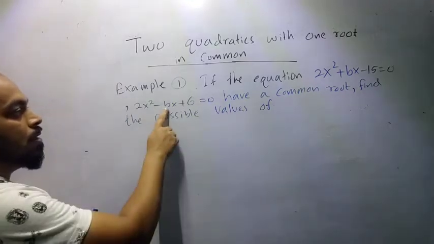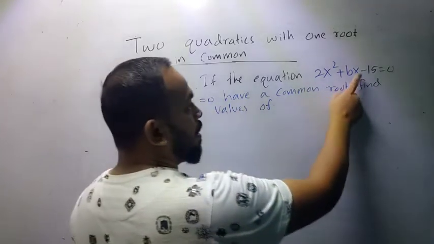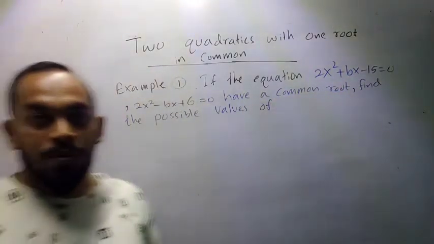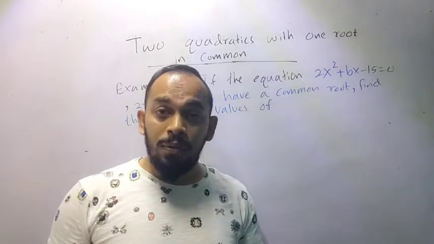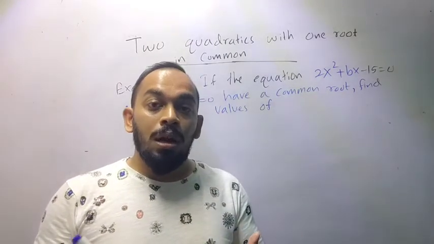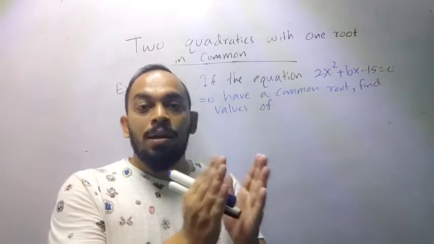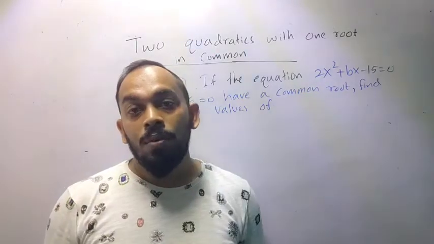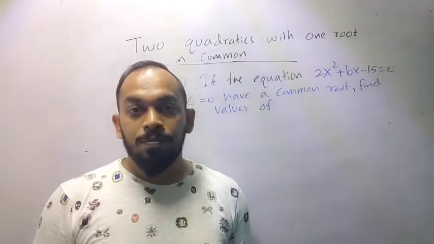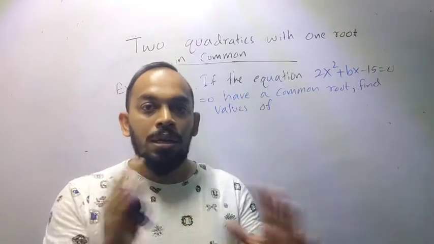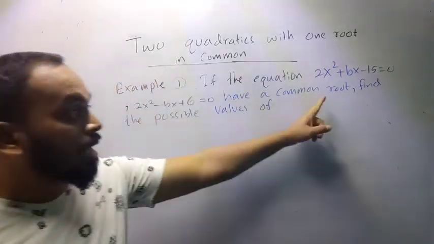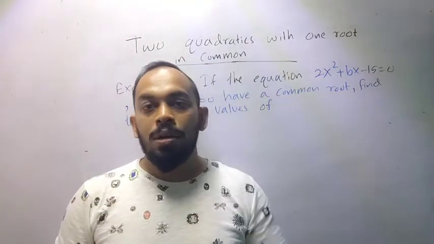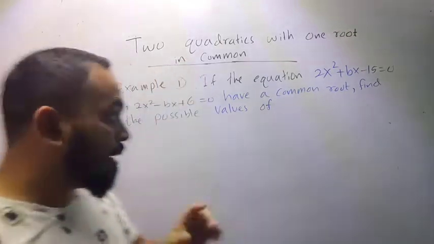But here the coefficient of x is not mentioned. It is a variable here, b. So we can take any values. b is a real number. We can take any value, but we need to know what values have to be substituted for b such that both quadratic equations have one root in common. We can have as many values for b as we want, but for some values of b, these two quadratic equations will have one root in common. So that is the idea here.